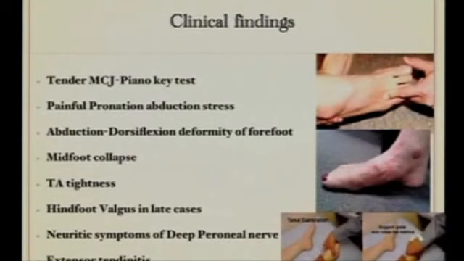In your clinical findings, you can have a tender MCJ, which you test by the piano key test, painful pronation abduction, and abduction dorsiflexion deformity of the forefoot. There's a midfoot collapse, a tight TA, a hindfoot valgus in a very late case, and sometimes you could get neuritic symptoms because of the impingement caused by the dorsal bump on the deep peroneal nerve, and extensor tendinitis.